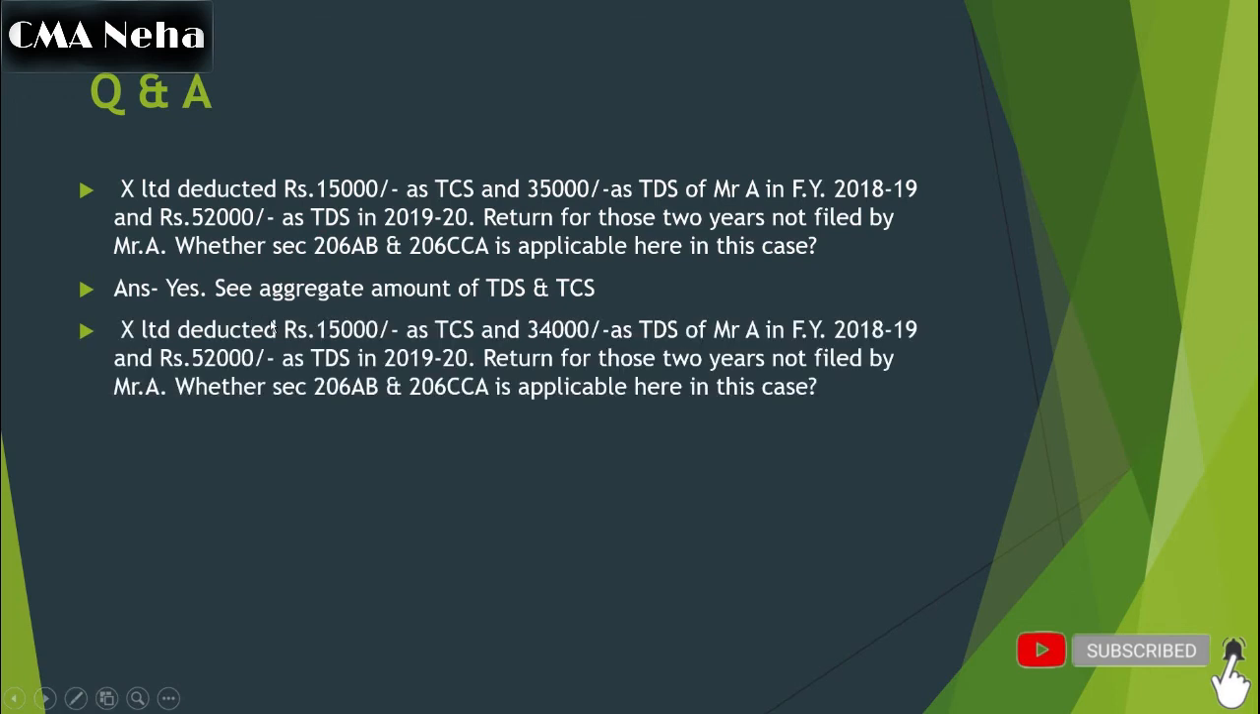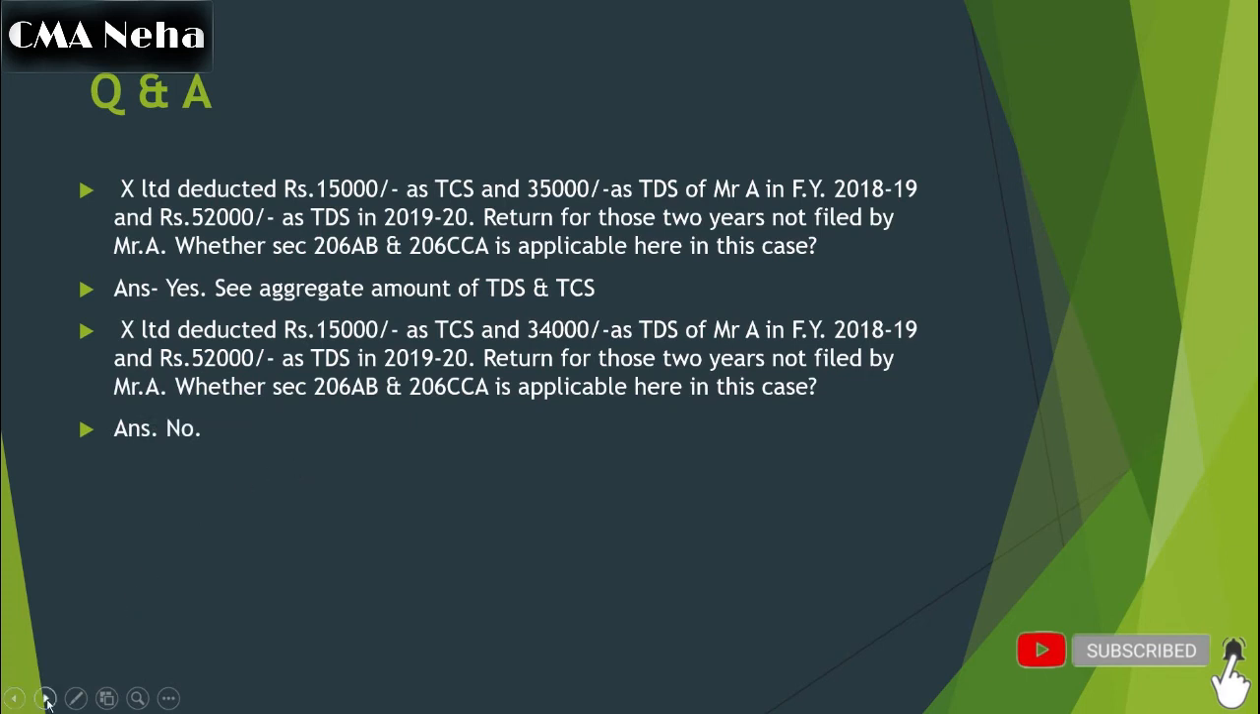Then X Limited deducted 15,000 as TCS and 34,000 as TDS. So rest the question is same. We have to tell the applicability. So we can see that 15,000 plus 34,000 equals 49,000. So in one financial year it was 49,000, and the next financial year it was 52,000. Condition should be satisfied in both the financial years. That's the reason this particular payee will not be covered under the section. So no, the section is not applicable.